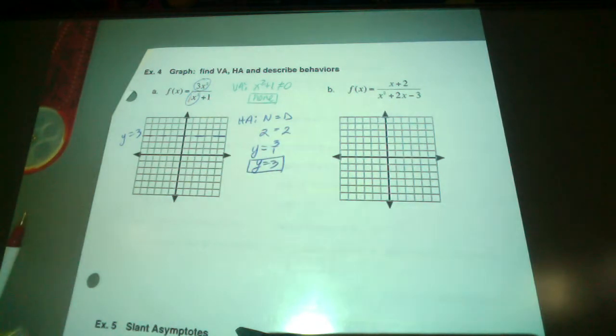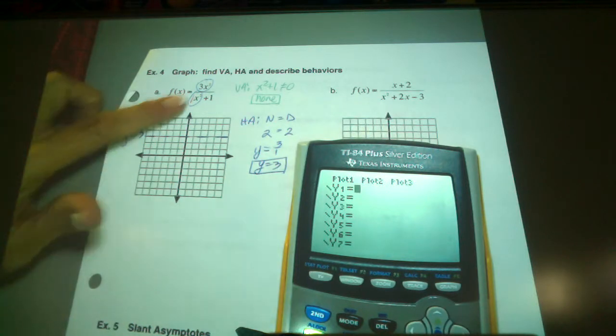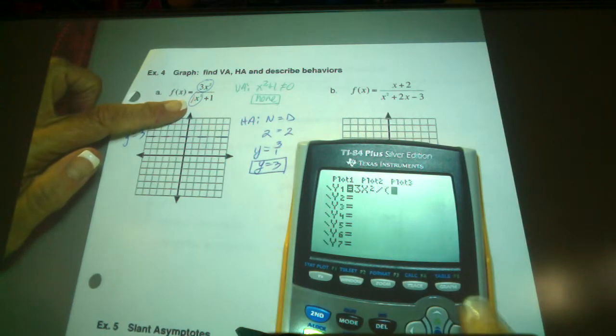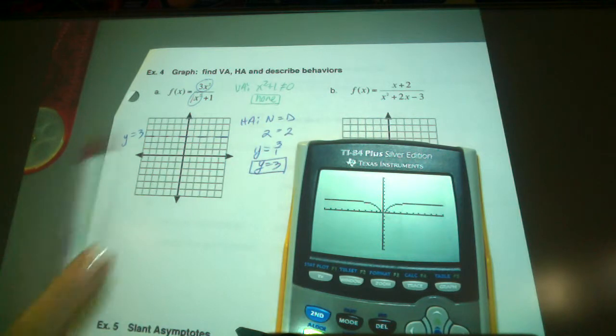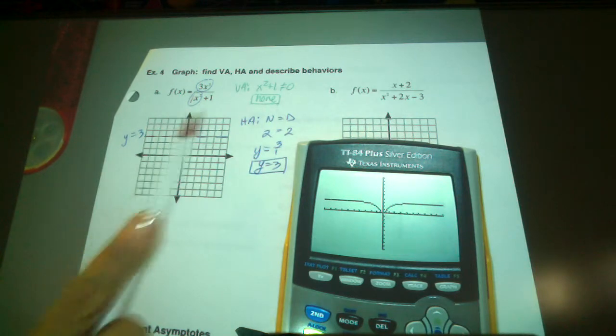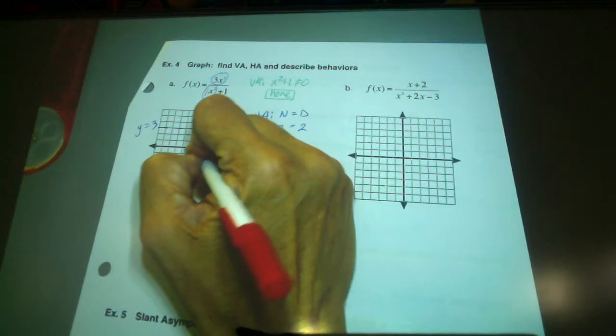Then you're going to take your handy dandy calculator and plug this in. So I've got 3x squared divided by x squared plus 1. It does cross the x and y axes. If I want to know where it crosses the y-axis, I let x equal 0. The numerator has a value of 0, the denominator has a value of 1, and 0 divided by 1 is 0. So it crosses the y-axis at 0.